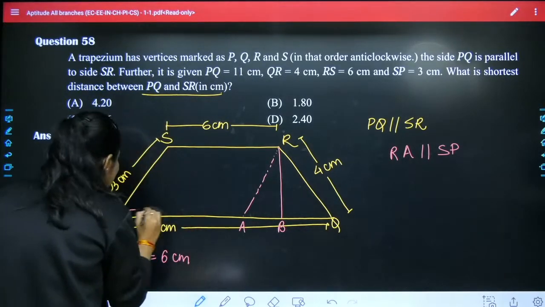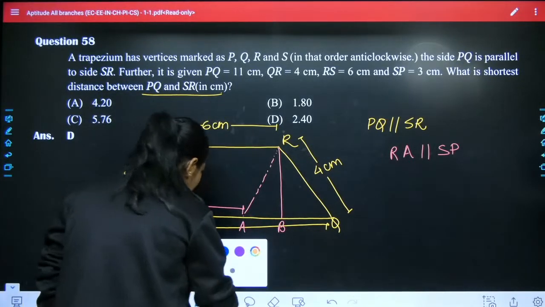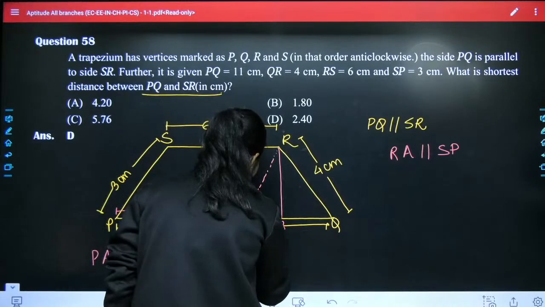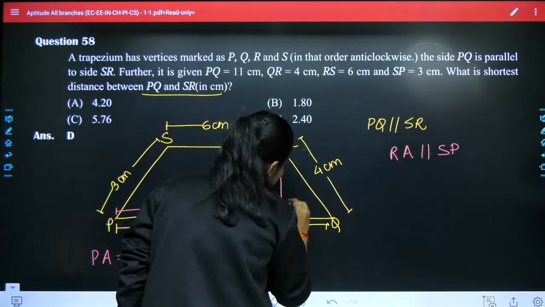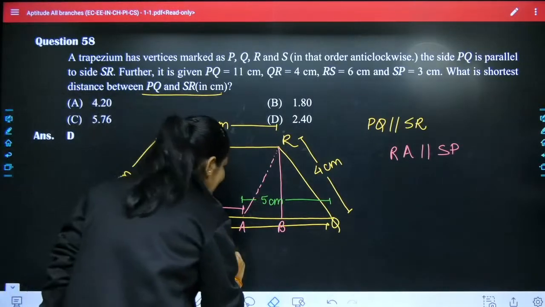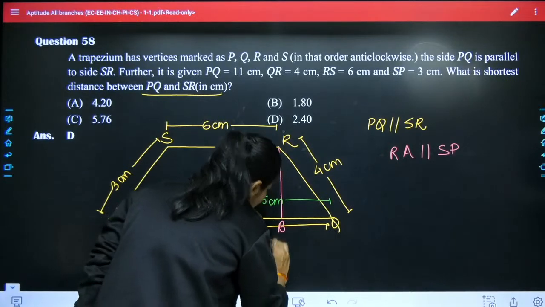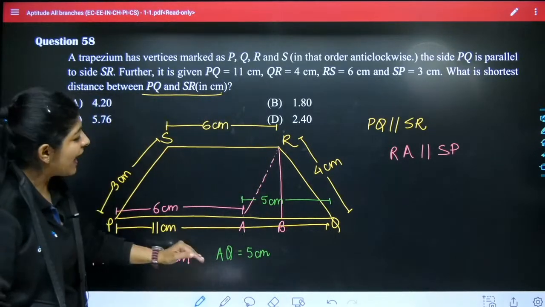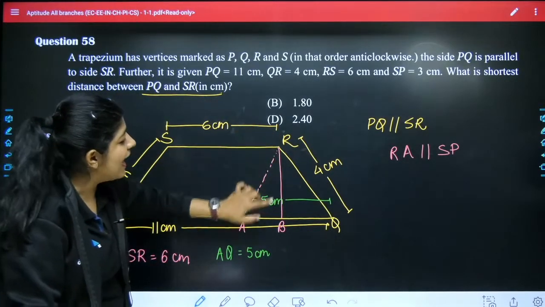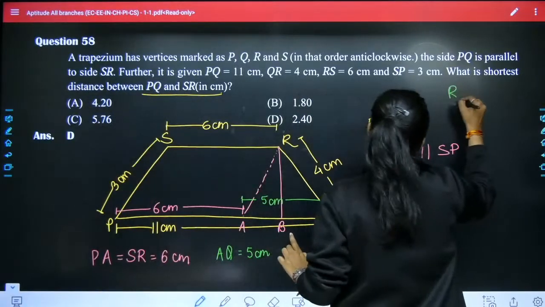If this distance is 6 centimeter, the remaining distance should be equal to 5 centimeter, right? So we can write AQ is nothing but 5 centimeter. Now what we have to do? We have to calculate RB.